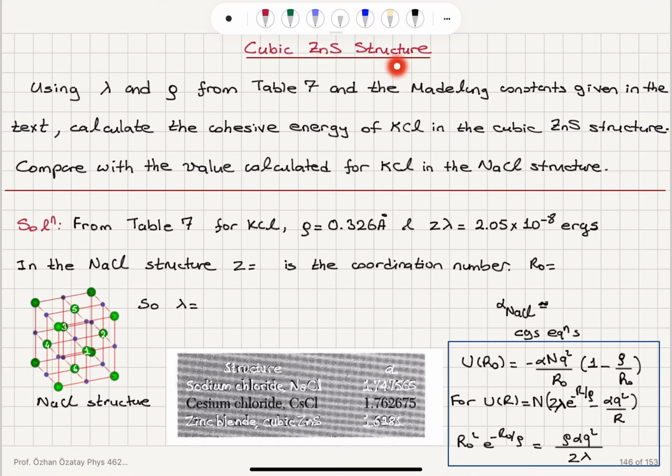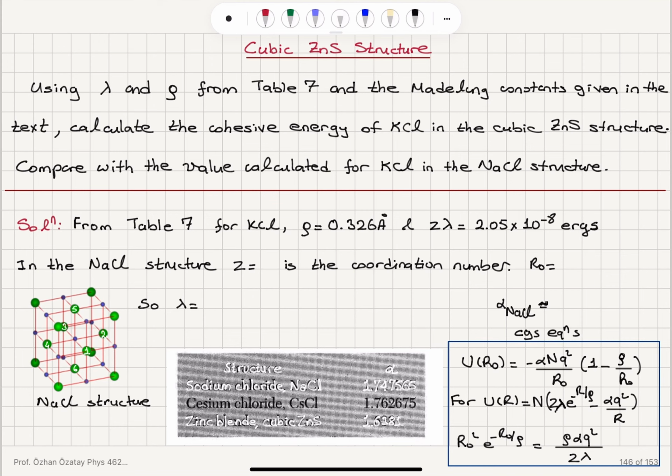Cubic zinc sulfide structure. Using lambda and rho from table 7 and the Madelung constants given in the text, calculate the cohesive energy of potassium chloride in the cubic zinc sulfide structure. Compare with the value calculated for potassium chloride in the sodium chloride structure.